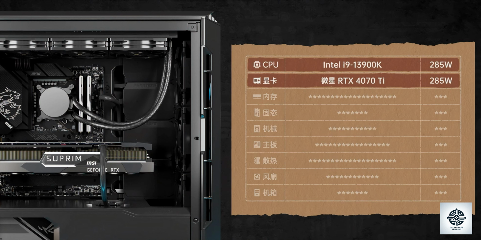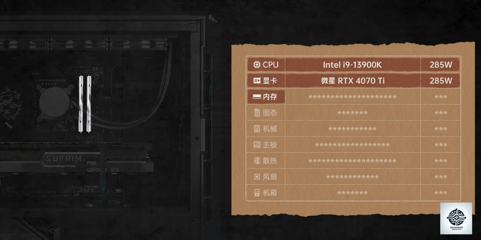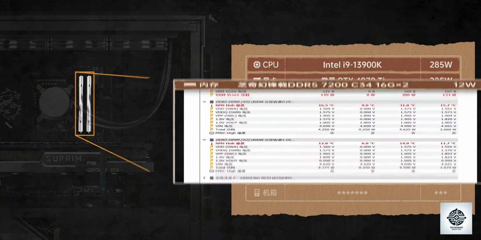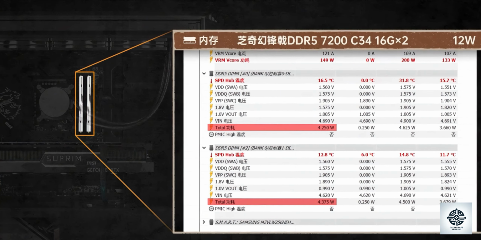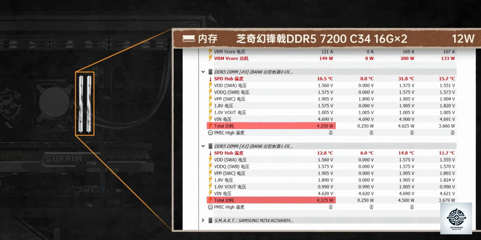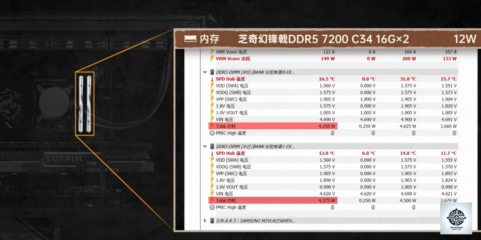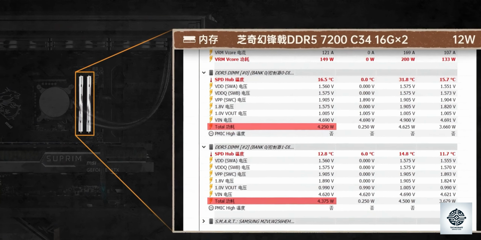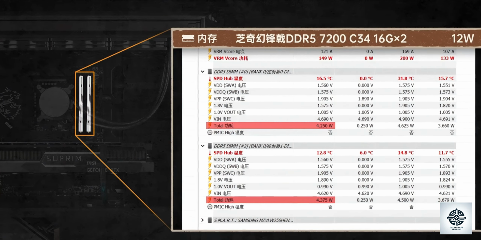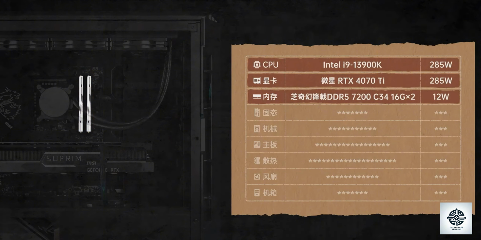First is the memory. For instance, with DDR5 7200 MHz, C34 16GB x 2 memory, during stress testing, each RGB-enabled memory stick consumes about 4.3 watts at full load. Without RGB lighting, the power consumption decreases. DDR4 memory consumes a bit more, but even with RGB lights, it typically does not exceed 6 to 7 watts. Therefore, we can estimate the total power for 2 memory sticks at around 12 watts.